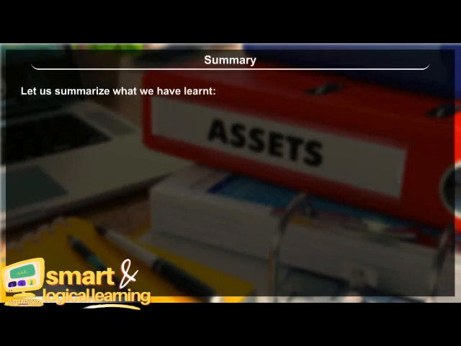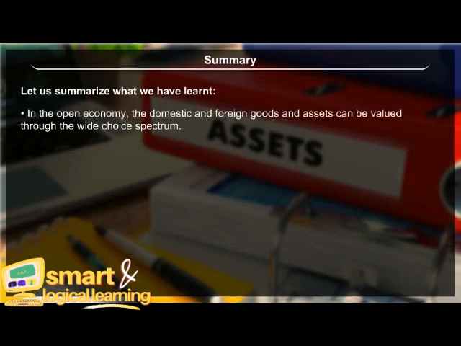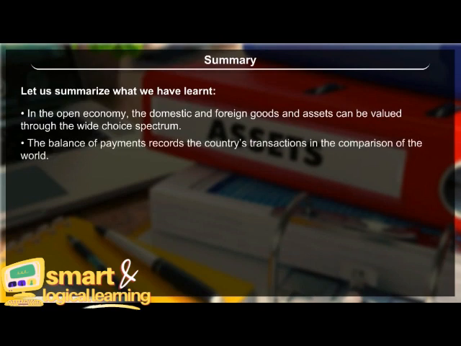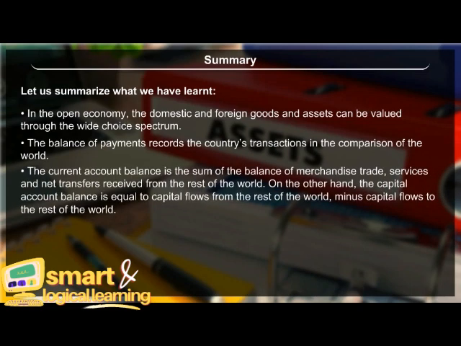Summary. Let us summarize what we have learned. In the open economy, domestic and foreign goods and assets can be valued through a wide choice spectrum. The balance of payments records the country's transactions in comparison with the world. The current account balance is the sum of the balance of merchandise trade, services, and net transfers received from the rest of the world. On the other hand, the capital account balance is equal to capital flows from the rest of the world minus capital flows to the rest of the world.